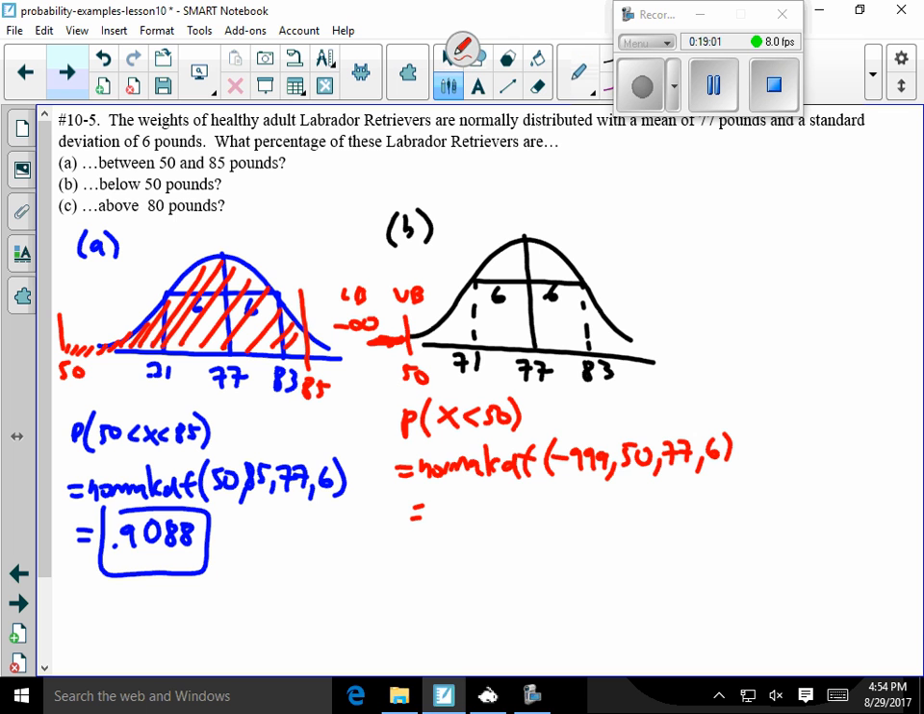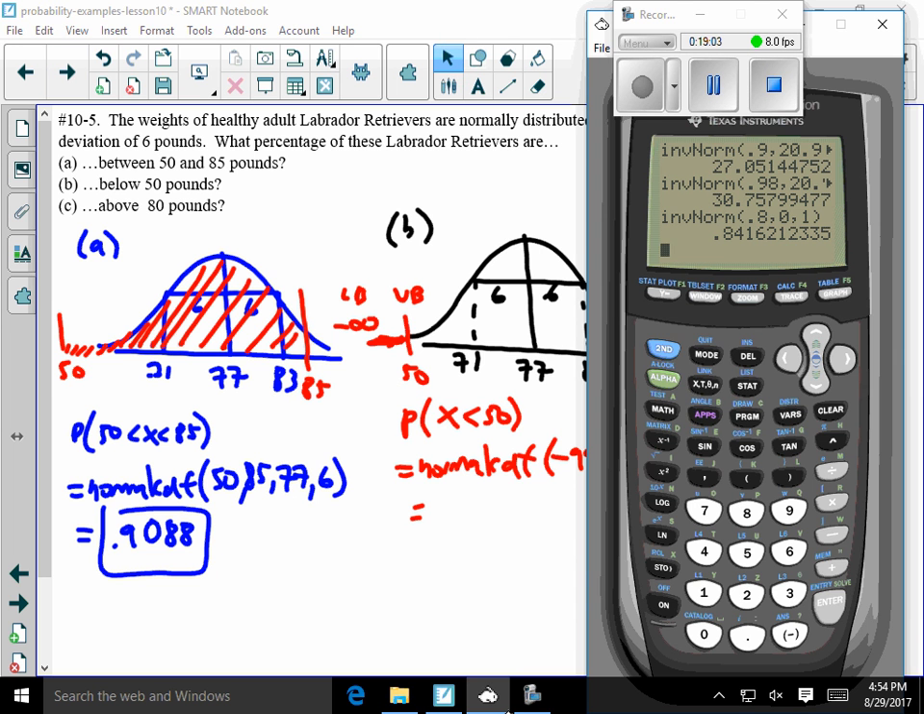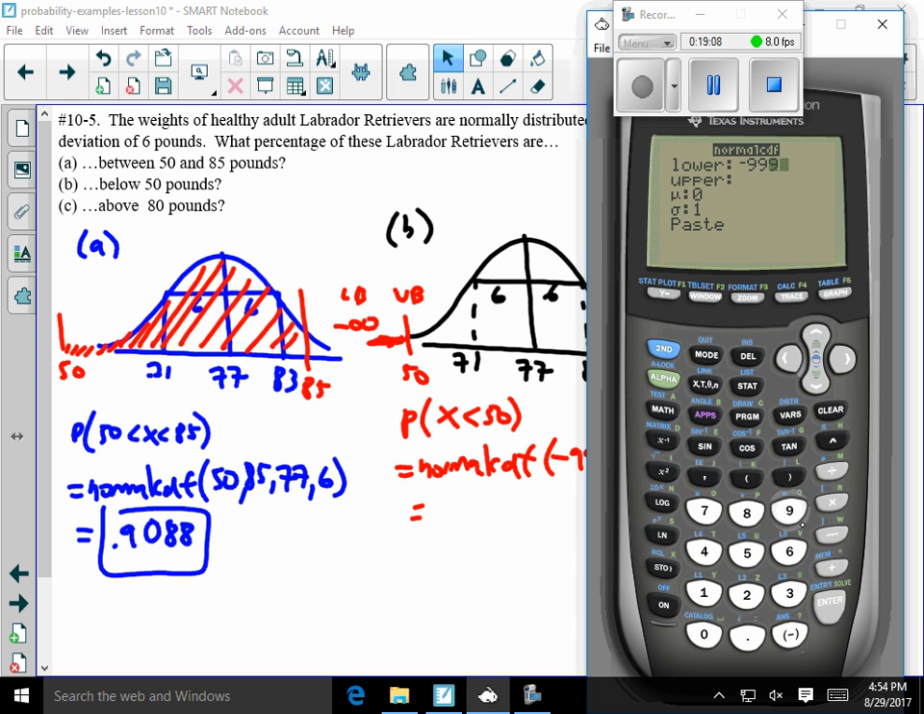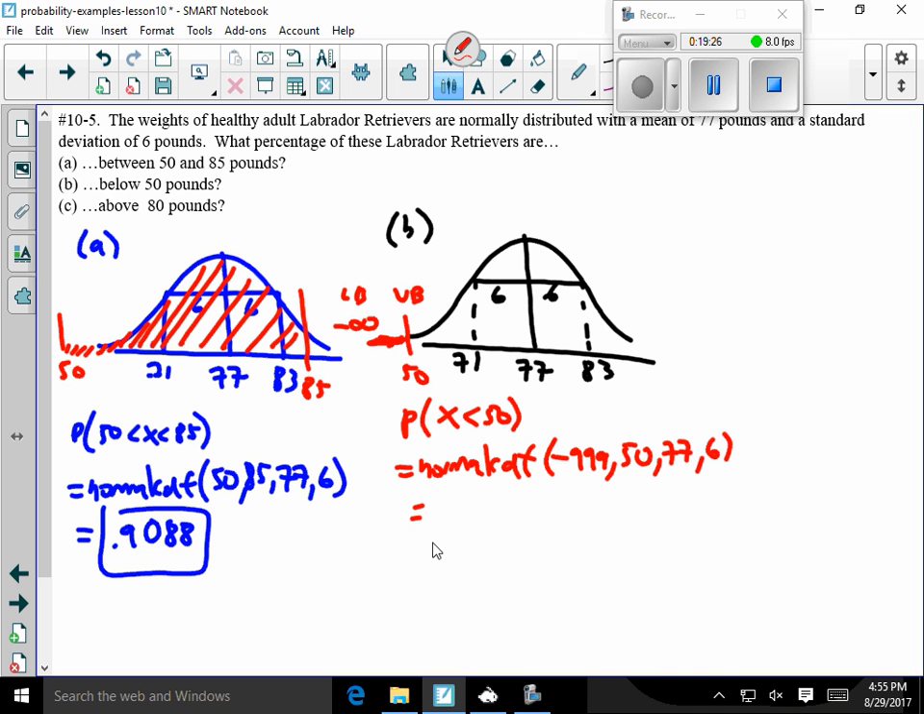And if you plug that in a calculator, let's actually show you what that looks like. So if I do normal CDF from negative infinity to 50 as the upper boundary with 77 as the mean and 6 as the standard deviation, it turns out to be 3.6 e negative 6. So that doesn't mean error, that means scientific notation. So it's saying 3.6 times 10 to the negative 6. So that's like a 3.6 where I've shifted the decimal point left 6 times.